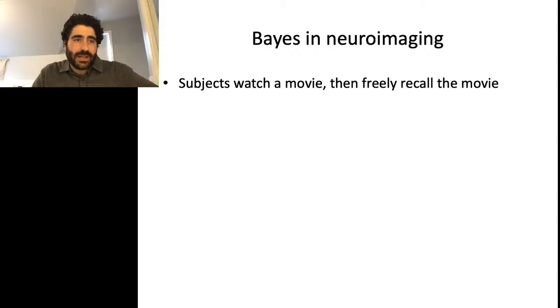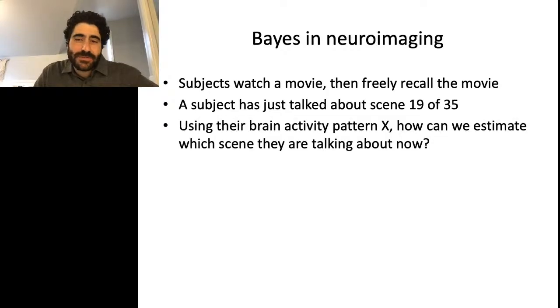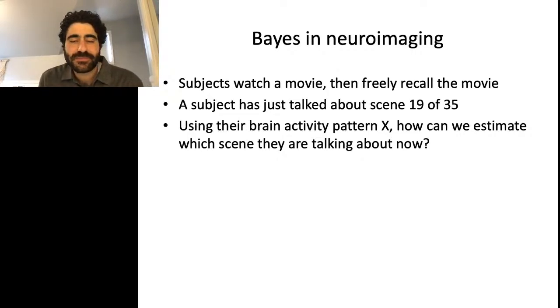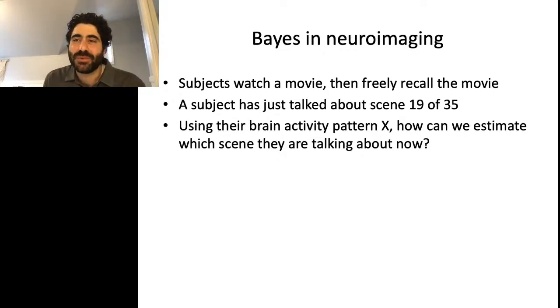I'm interested here specifically in this recall part. So people are trying to remember the movie and tell it back to me. Let's imagine that the subject has just talked about scene 19 out of the 35 scenes in this movie. And I want to see, just by looking at what their brain looks like right now, can we estimate what scene of the movie they're currently talking about? I'm measuring brain activity to see whether it tells us something about what they're currently thinking about and talking about. We want to figure out, can we estimate what scene of the movie they're currently talking about by looking at their brain?